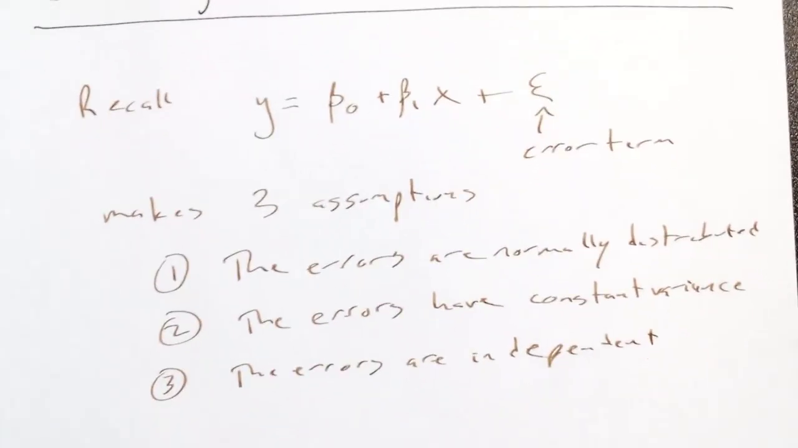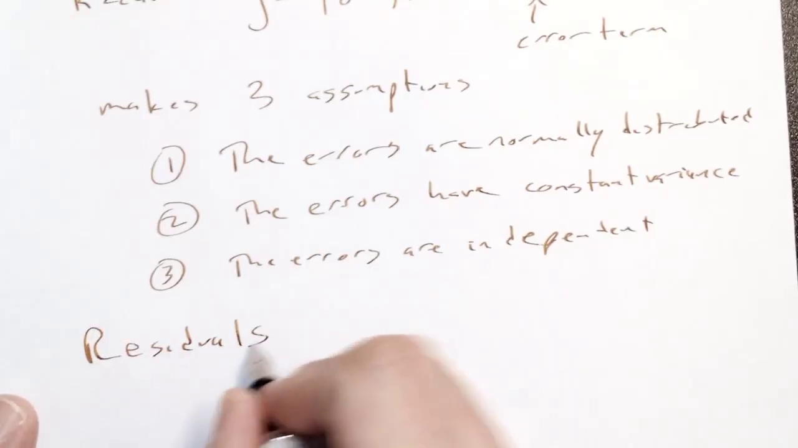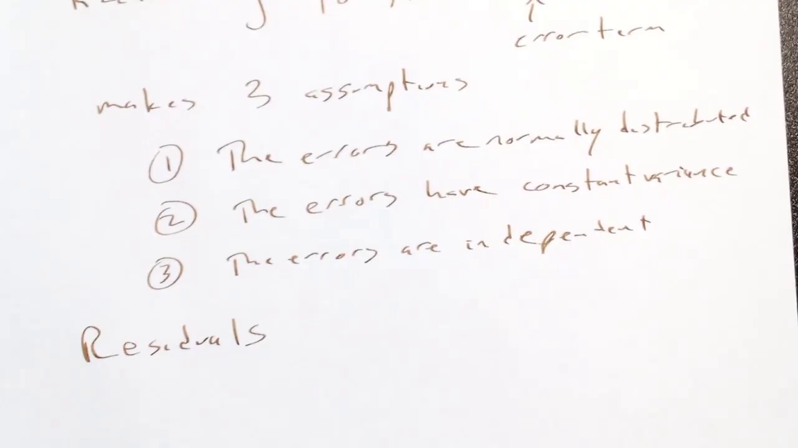I can't really see the errors directly. But what I can figure out is the residuals. So what if instead of looking directly at error, I look at my residuals? What's a residual again?